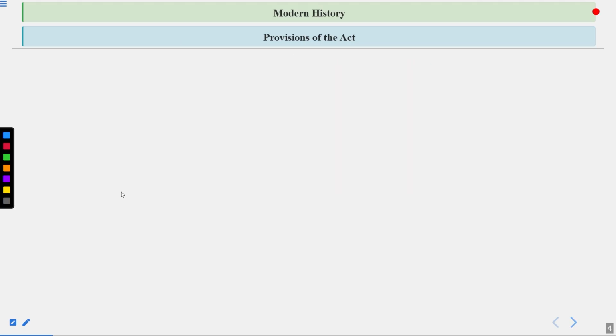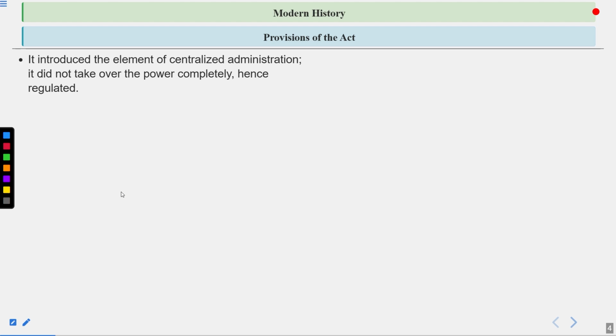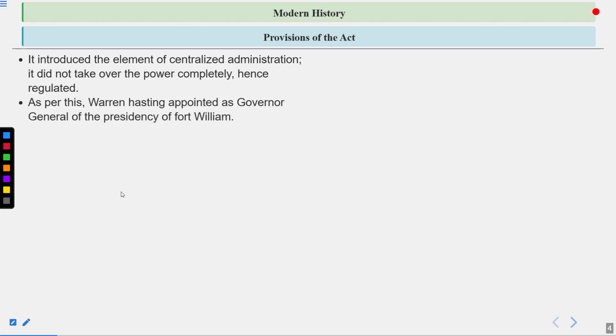Then come the provisions of the Act. It introduced the element of centralized administration. It did not take over the power completely, hence regulated. As I was saying, the power was not taken completely by the British monarch or the British government, but it was a kind of regulation that was started. As per this, Warren Hastings was appointed as the Governor General of the Presidency of Fort William.